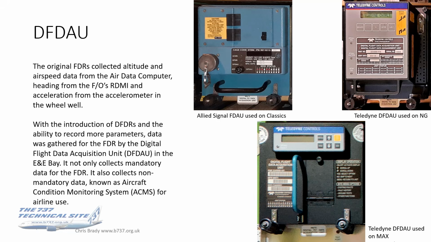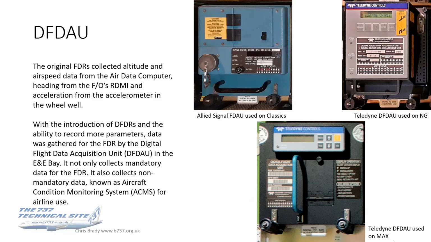Those are three different ones used on various generations of 737. So they didn't have this on the originals because so few parameters were required. On the originals, the data was just fed directly into the FDR, and that data was simply altitude and airspeed data from the air data computer, heading from the FO's RDMI and acceleration from the accelerometer and wheel well. That was it. That was all you got. But with the DFDRs, you could record many more parameters.